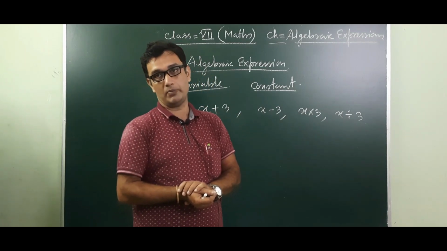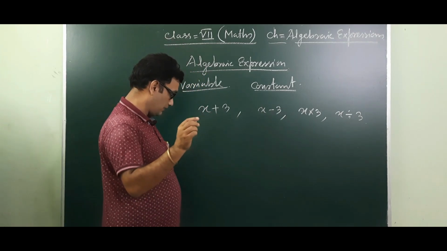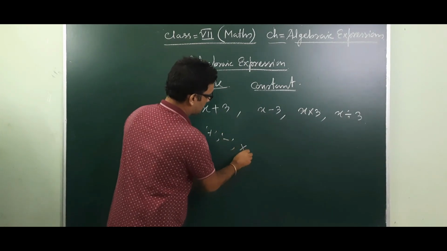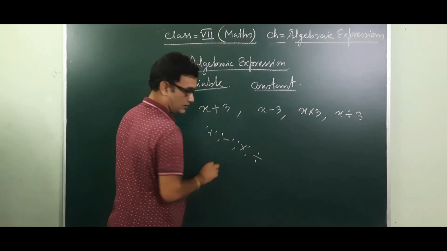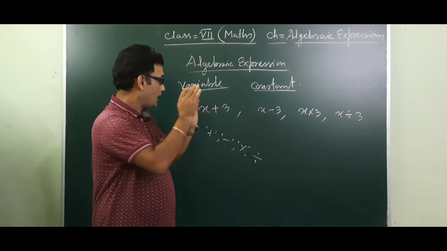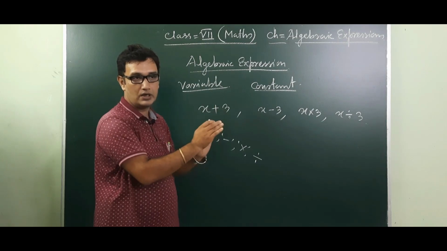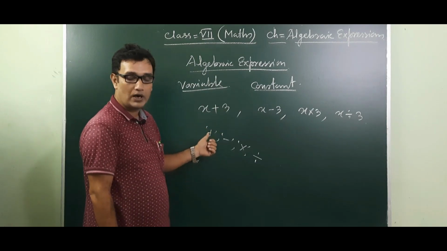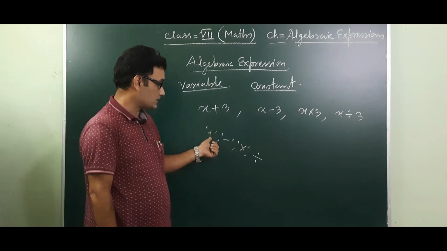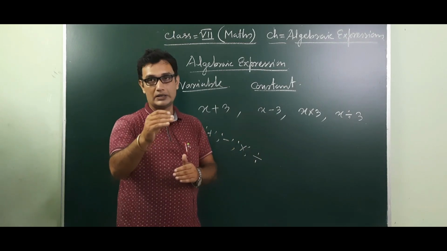So what are the four fundamental operations in our mathematics? The four fundamental mathematical operations are plus, minus, multiply, and divide. So when we connect the variable and constant terms by using these four fundamental operations, either plus or minus or multiply or divide, then that is called your algebraic expression.